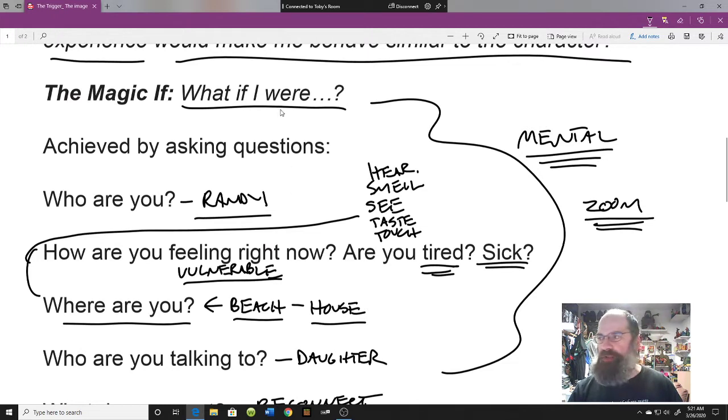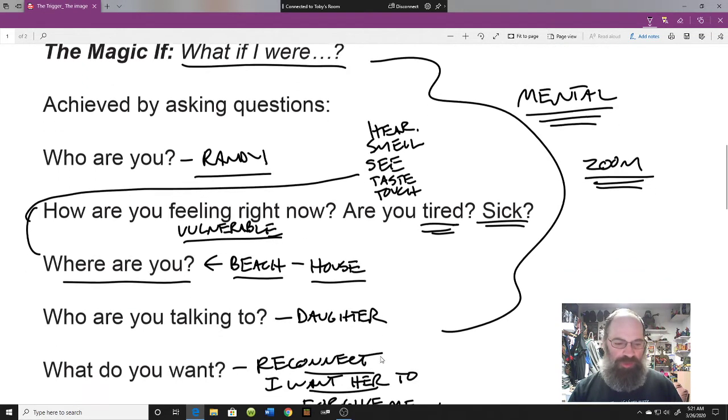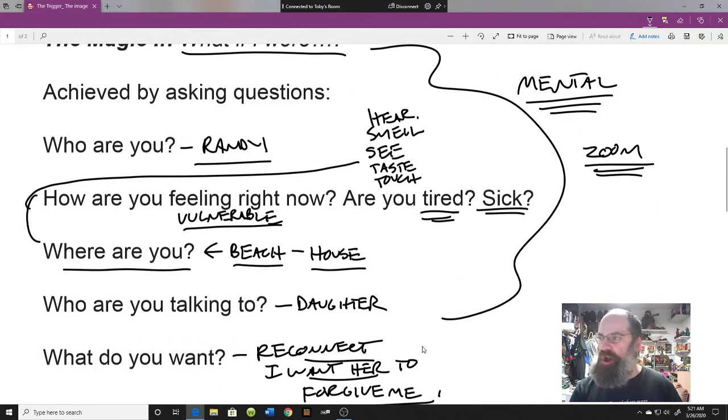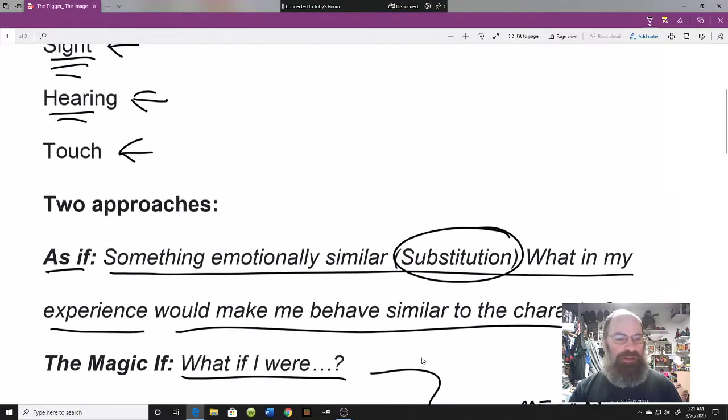This is also applicable to AP Lit when you're looking at a speech. Who is this person? How are they feeling? Where are they? Who are they talking to? What do they want? You could use the same process to analyze a prose piece and come up with a pretty decent analysis of what's going on. The as-if approach is emotion. It's all pure id.